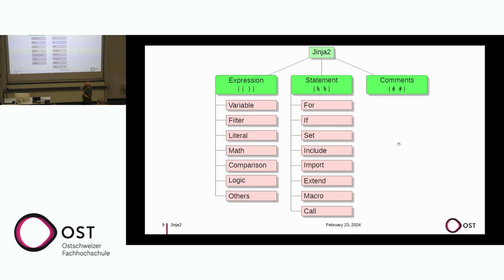We have a lot of statements like for, if, we can set new variables. We have include and import, so we can also make the structure of our templates easier by dividing some parts into different files and then including them. And also really handy for organizing the templates, because if you have one huge template, it will be a mess. We have extend, so there is a feature that we can define the template with blocks and then we can override these blocks. We have macros where we can define kind of functions and call them. Yes?